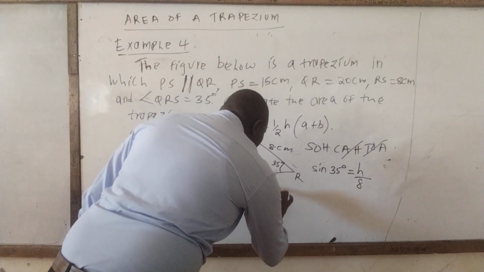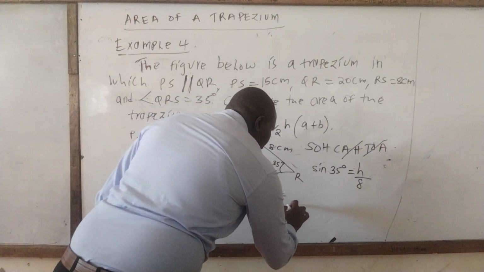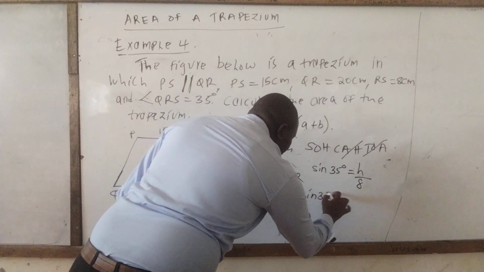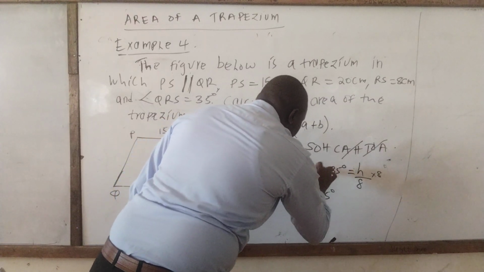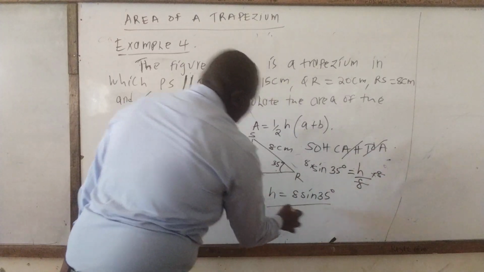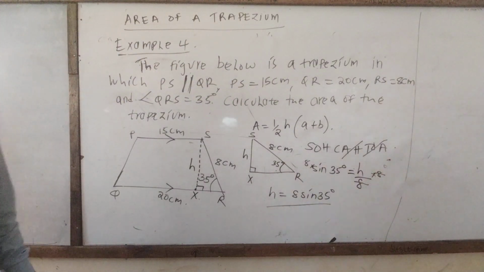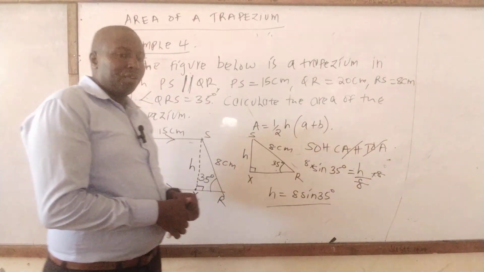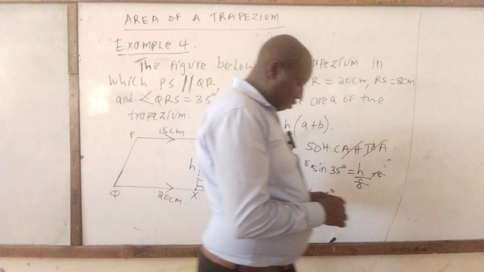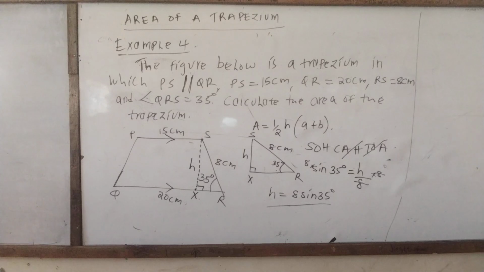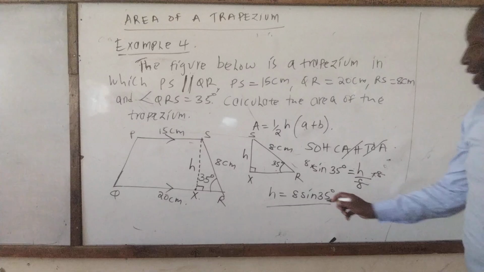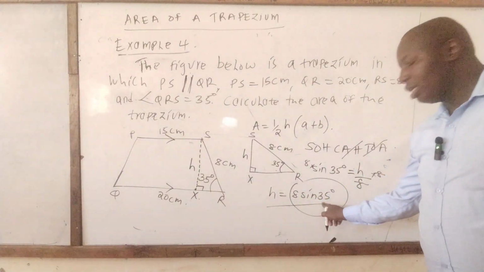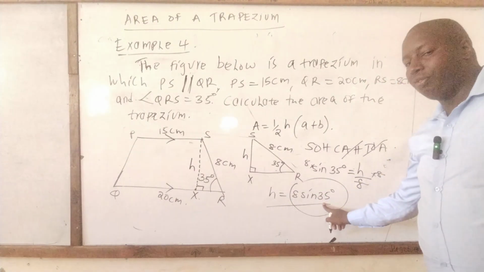So the height of this trapezium will be found by multiplying both sides by 8. The 8 cancels, and you get h is equal to 8 sine of 35 degrees. That's what you get. So now you already have the height in terms of 8 sine 35.